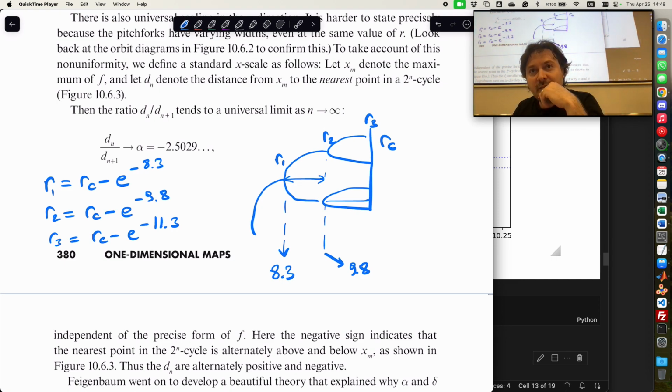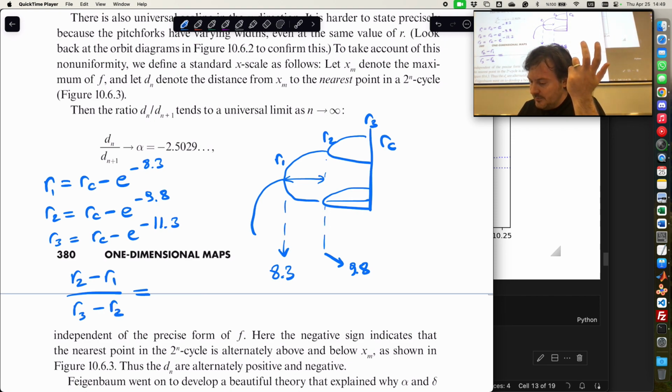Did you follow this? Yes? So what are we looking for? We are looking for R3 minus R2 over, I have to be careful. Is this what we are looking for? No, we are looking for R2 minus R1 over R3 minus R2. I think this is better. Please help me out.